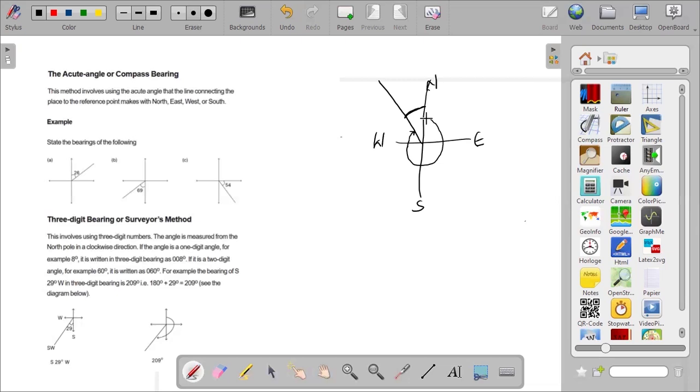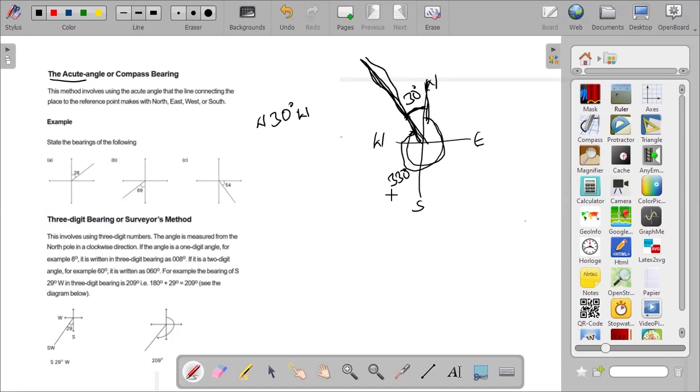So if this line here, all the way, this angular distance from the north to this line, let's assume it's 330 degrees. Then the bearing of this line in terms of acute angle or compass bearing will be this acute angle here, which is 30 degree. And to report this, this is 30 degree northwest. Northwest because the line is in northwestern direction. Then the acute angle from north to that very point is 30 degree. That is, start from north and move 30 degree towards the west.